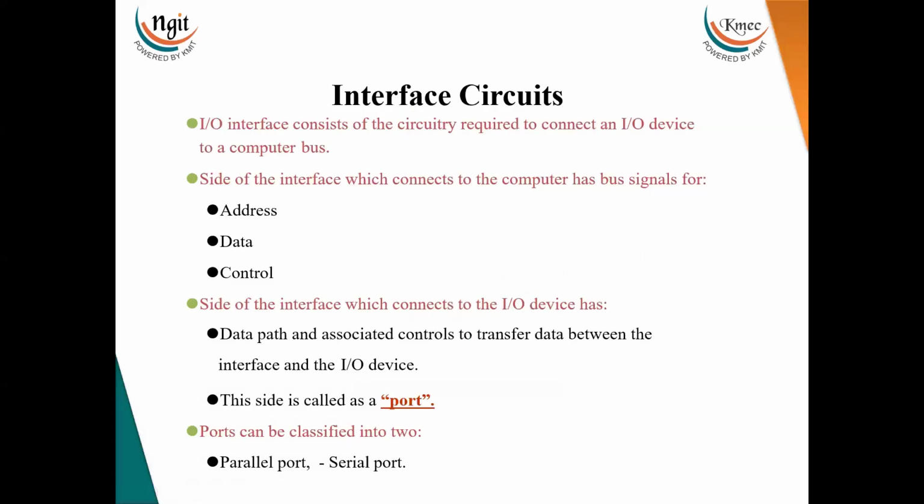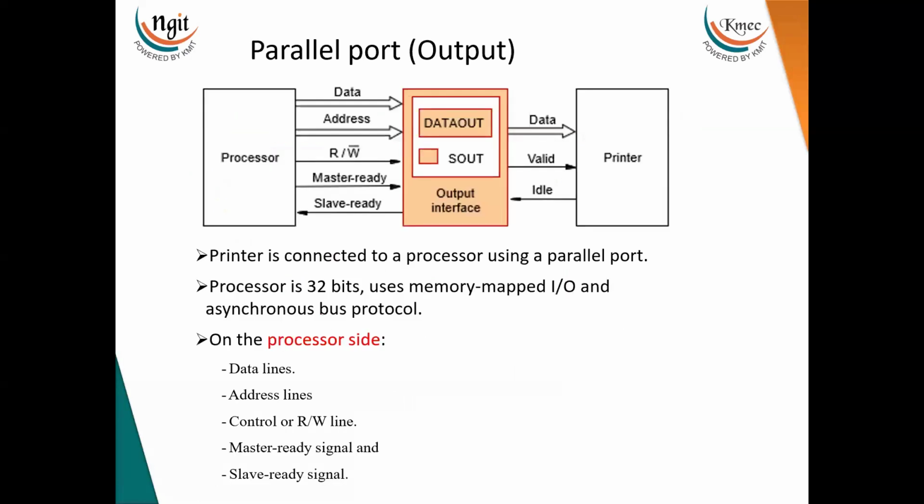Now in the interface circuit, in the last class we discussed parallel port for the input interface. Now we are going to discuss parallel port with the output interface. Here we have connected the output device to the output interface circuit. Parallel port means what? Data will travel in parallel. At a time, the complete data will go to the printer circuit.